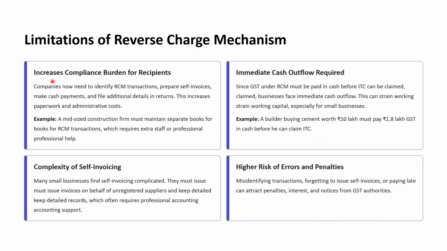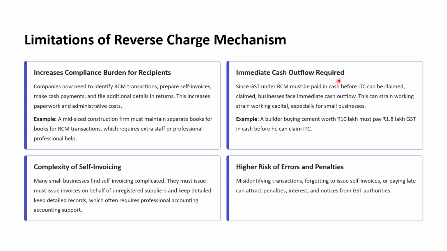But there are some limitations: the whole compliance burden is shifted onto the recipient of the services or goods. So they have to prepare a self invoice, they have to identify the RCM transaction, they have to make payments. Along with that, they have to file additional details in returns. So the whole burden is shifted upon the recipient instead of the supplier. Complexity of self invoicing, there are many complexities, various formalities are there. Okay, so small businesses, if they have to get themselves registered because RCM applies on them, then they have to fulfill all those complex requirements also.